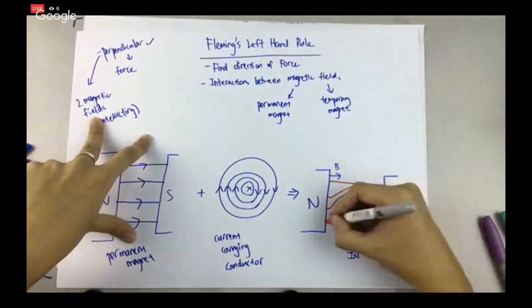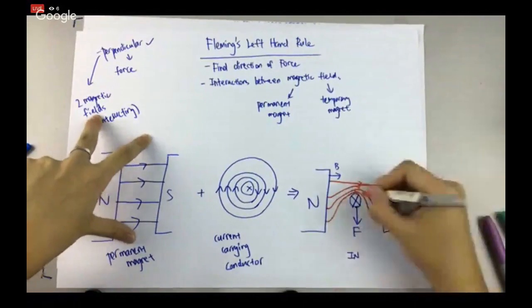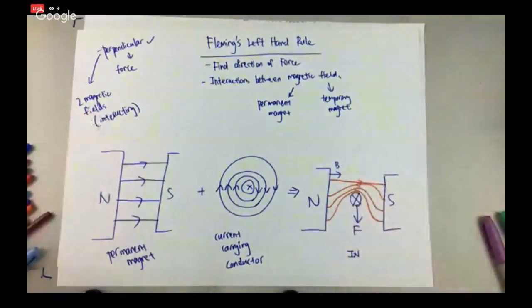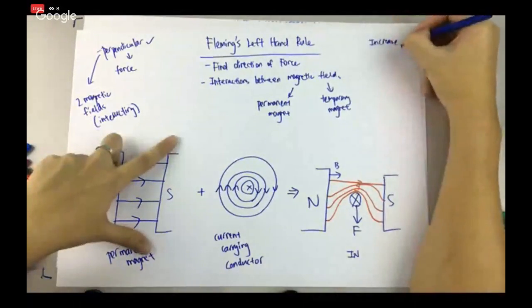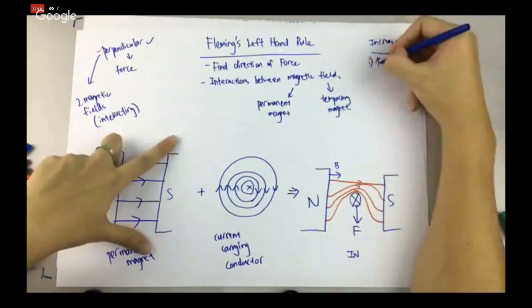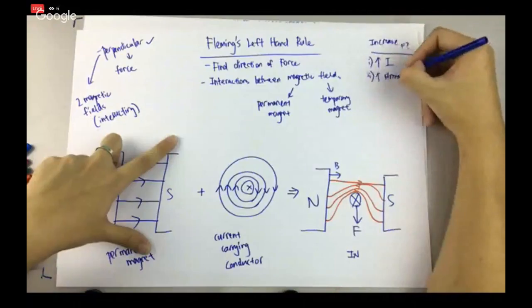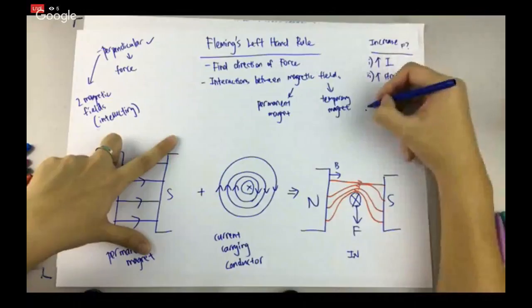Okay, and when the questions ask you how to improve or increase, how do you increase your force? How to increase F? Okay, so a few ways. You increase your current, you increase your strength of magnet. Okay, and then third one is most important one, make sure they are in perpendicular direction. Okay, so these three most important ones will help you to memorize how you want to solve the questions.